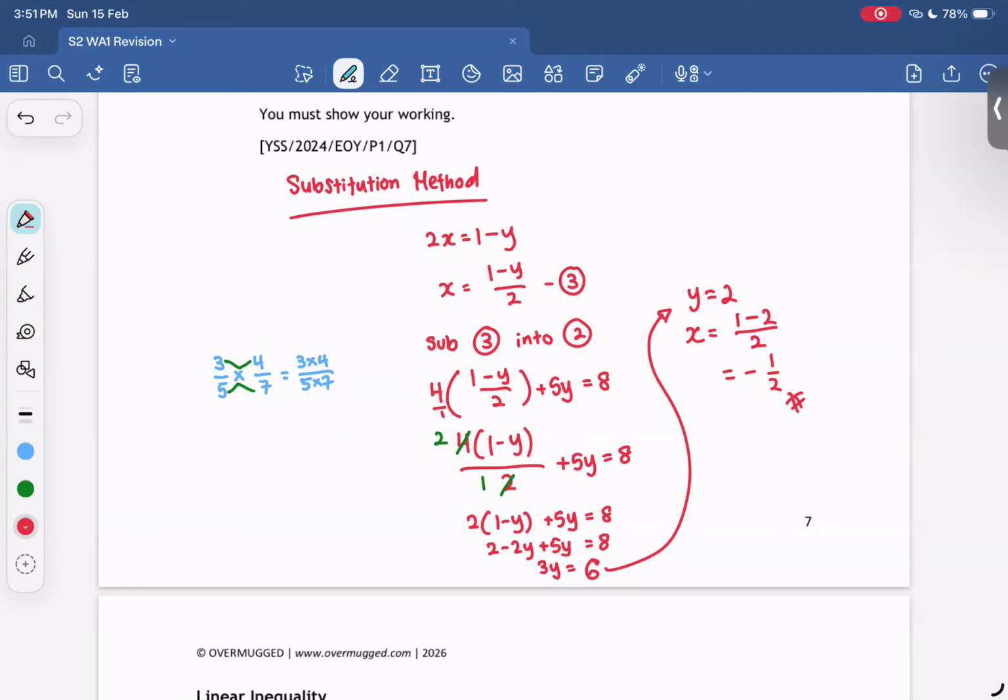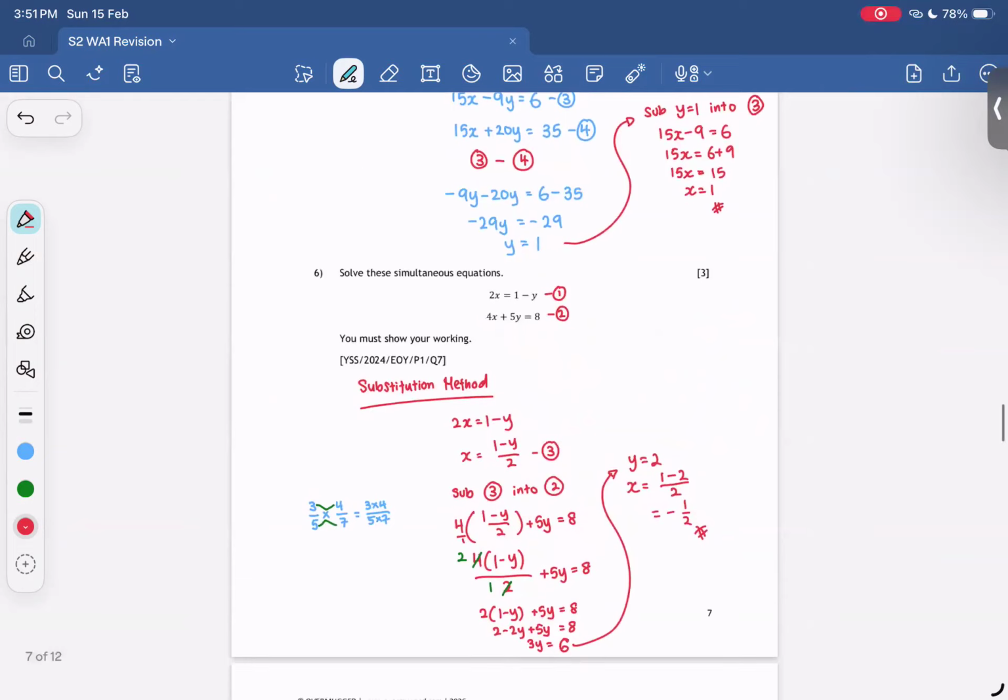So yeah, it really depends on what you guys prefer. That is dependent on how much practice you guys do. One thing I always tell my students, for math, you have to practice. If you don't practice, then you're cooked. There's no way you can just sit in the exam without any practice and expect to do well. So yeah, that is for question 6 here.